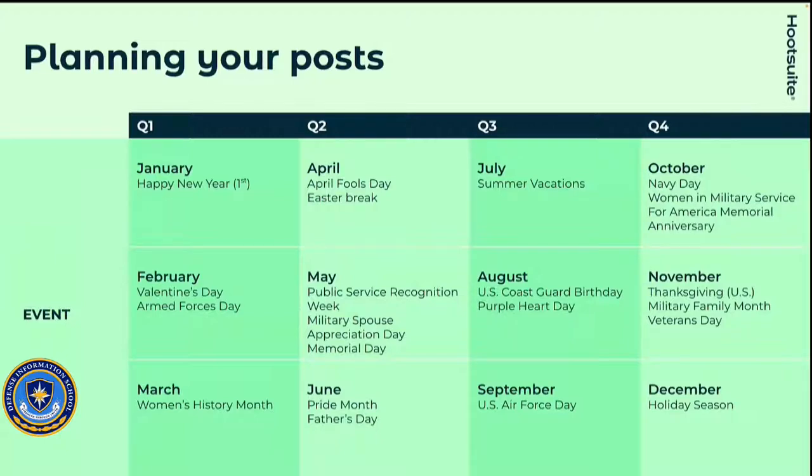So here, let's say we're in September. Maybe I want to be starting to plan my October content already. I definitely would want to be. So maybe I want to create a really cool image for Navy Day or Women in Military Service for America Memorial Anniversary. Maybe I want to plan a really cool video for that. So having that ahead of time and knowing what's coming down the pipeline can help with that content creation piece and know what you might want to create so you're not feeling super rushed.